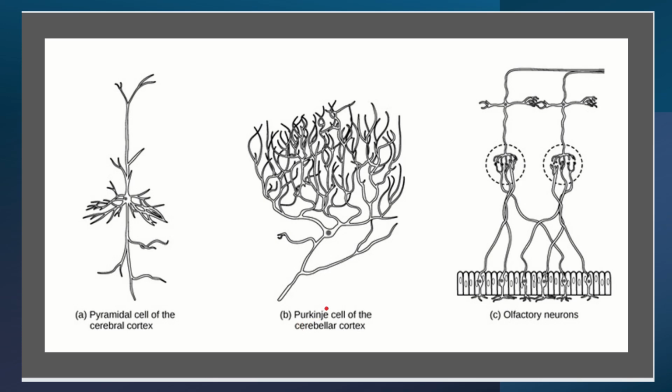You can see this one, this is the Purkinje cell. This might come in the examination. This is actually a single neuron, but it has multiple dendrites, multipolar, with many poles here. So it receives as many messages from different types of neurons, which we will see later. And here is the pyramidal cell of the cerebral cortex. This is the cerebellar cortex, and here is the olfactory neuron present in the olfactory lobe of the cerebrum, okay.